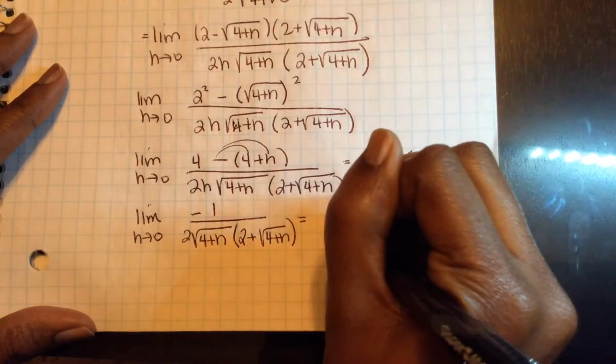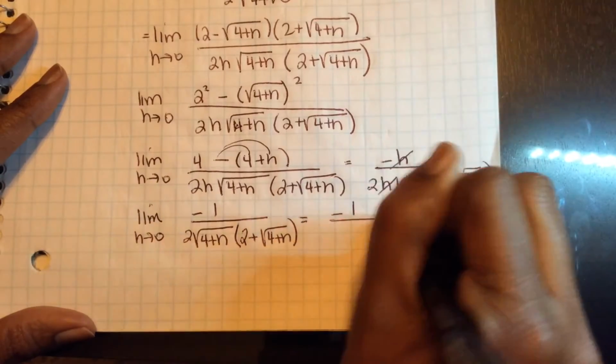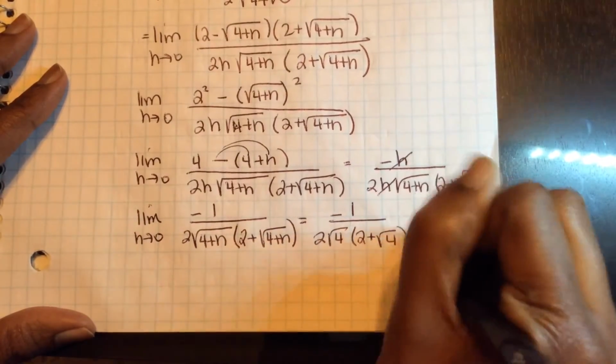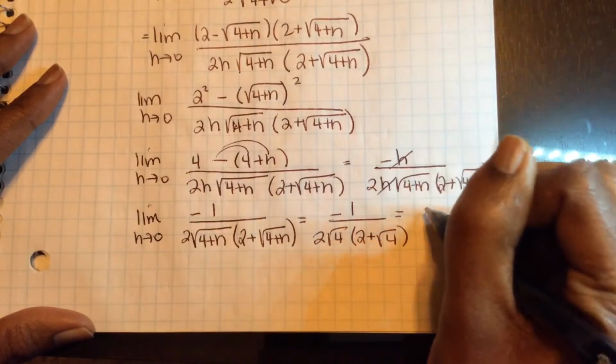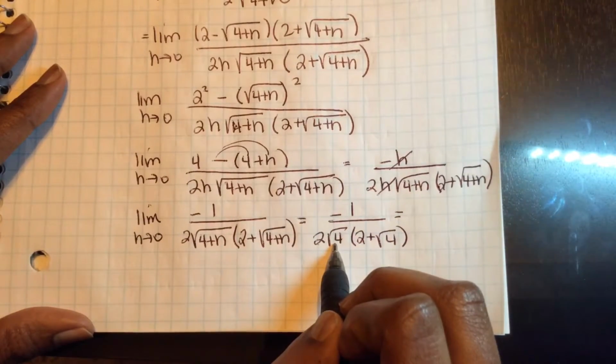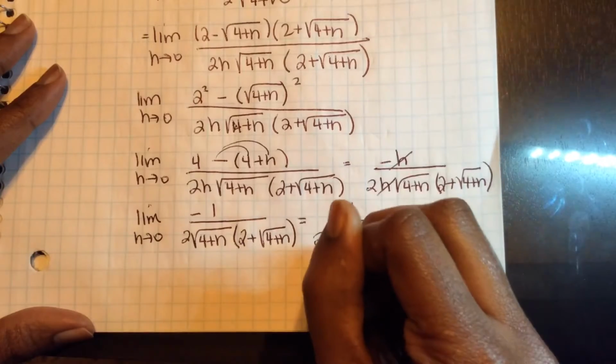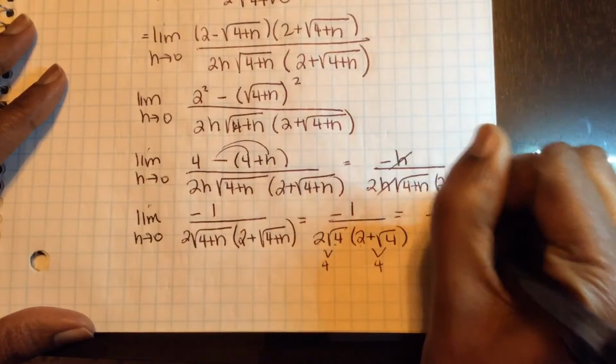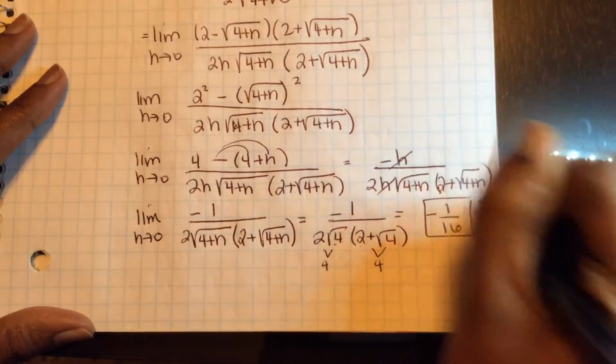So plugging in 0, this becomes negative 1 over 2 square root 4 times 2 plus square root 4. So that's 2 times 2, which is 4, and 2 plus 2, which is 4. So it's negative 1 over 16.